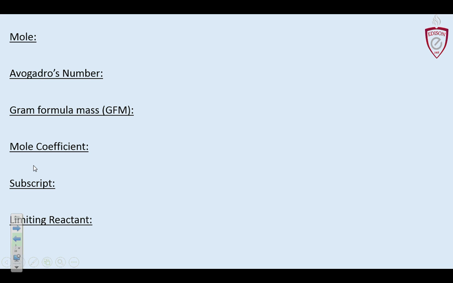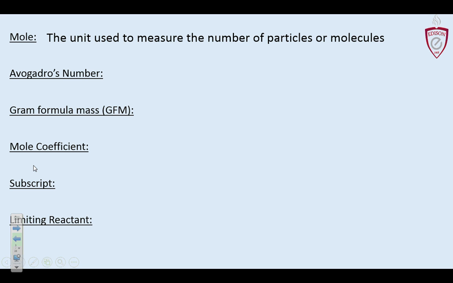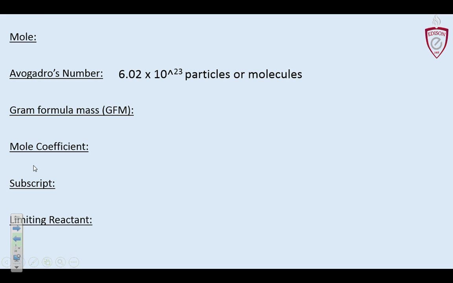Okay, take it away, Mr. Milks. What's a mole? So first, a mole is the unit used to measure the number of particles or molecules. Simple enough. M-O-L-E, M-O-L, for conversions. What's Avogadro's number? It is, in scientific notation, 6.02 times 10 to the power 23 particles or molecules. It is a mole. That is the number in a mole. Just like a dozen is 12, this is the number of particles or molecules in a mole.